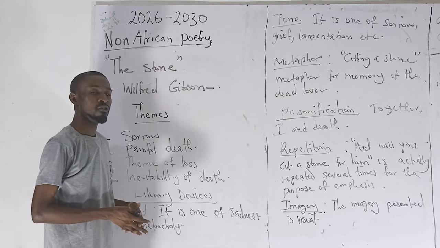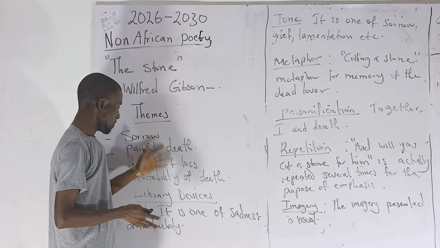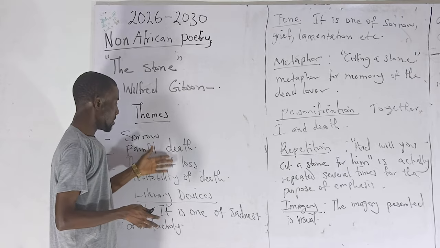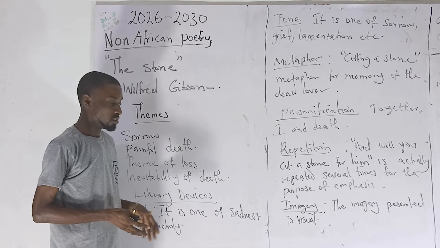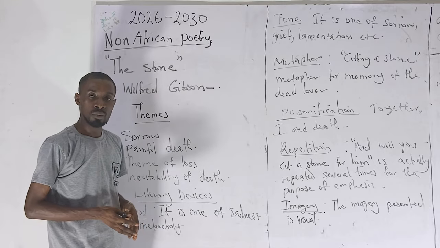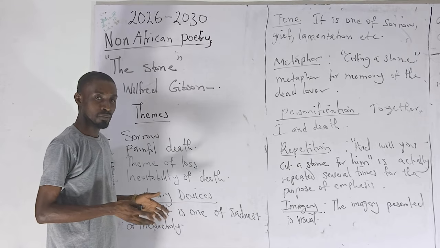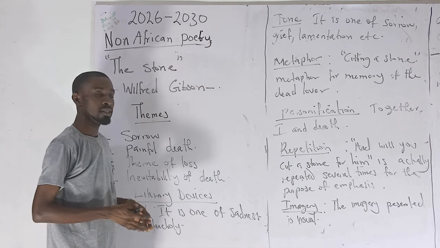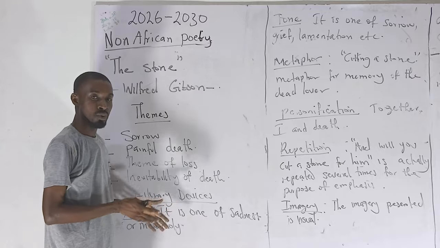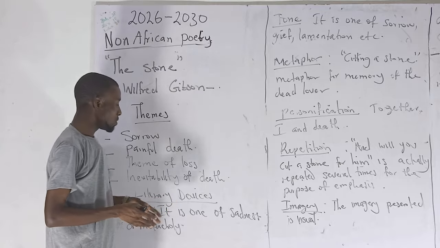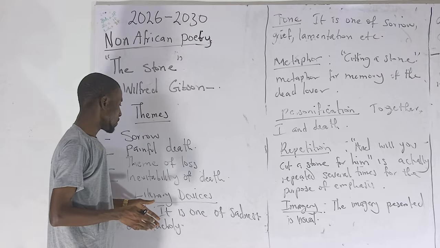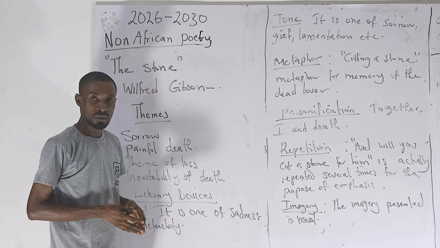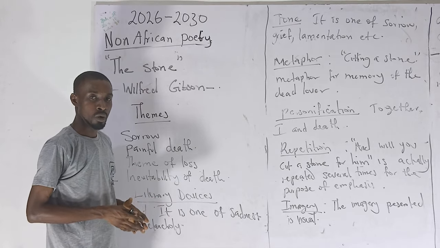We have a theme of sorrow. Obviously, the speaker in the poem is not happy with the fact that the lover, the lady, has been killed with a stone that has fallen on him at a particular, unidentified quarry. Now, painful death. The death is painful because it is a stone that has actually fallen on the man in question. And then we have a theme of loss. It is a great loss for the lady in question because her partner is gone to the world beyond.